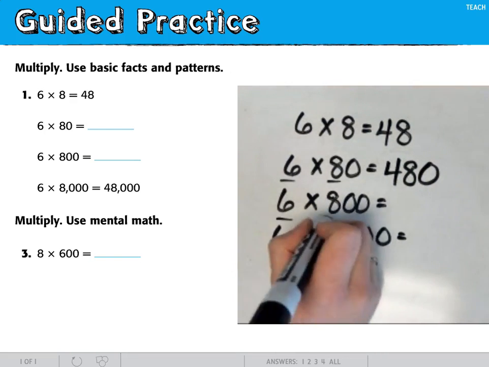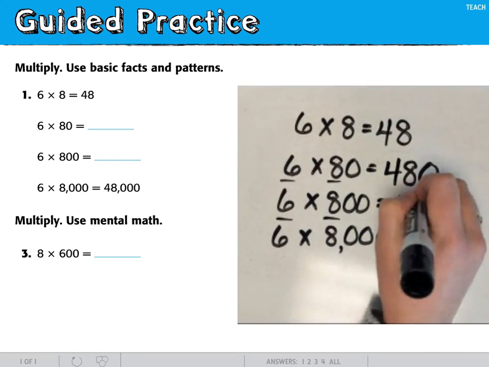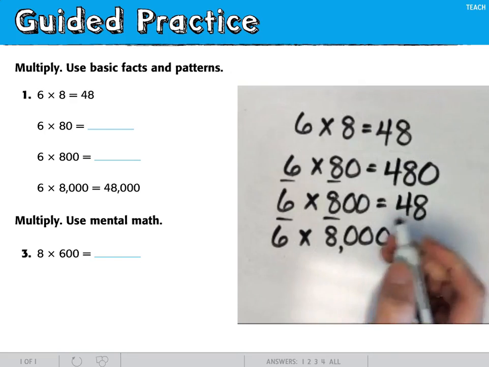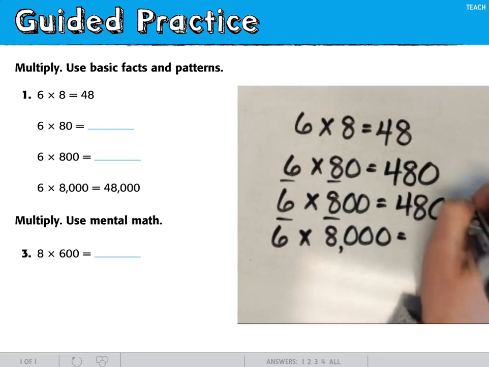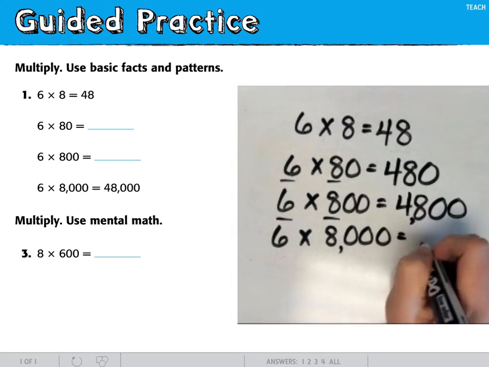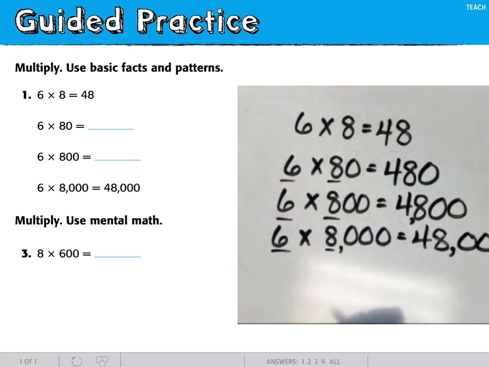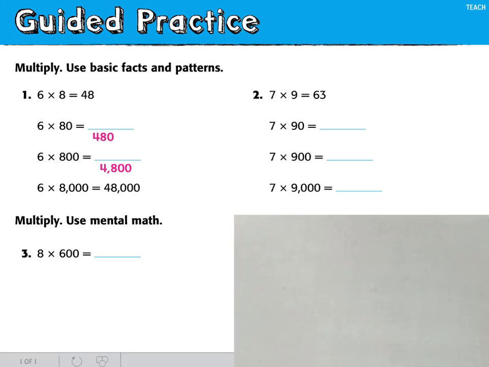When you do 6 times 800, again, you're starting with the basic fact of 6 times 8, which is 48. And you're multiplying by 100, so 48 hundreds. You need 2 zeros. And then they gave you the final answer. 6 times 8,000 is 48,000. Again, you're doing 6 times 8, and then you're adding the 3 zeros for the 1,000. Go ahead and try number 2 by yourself. If you haven't, pause the video and do your work.